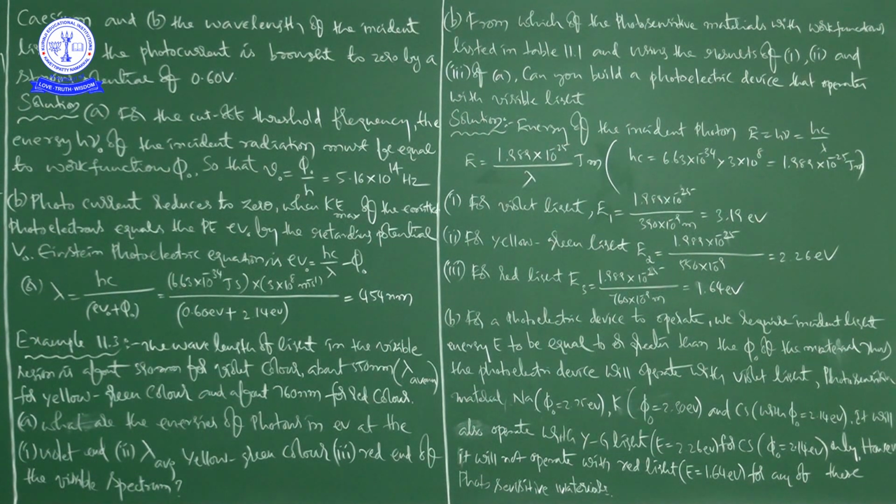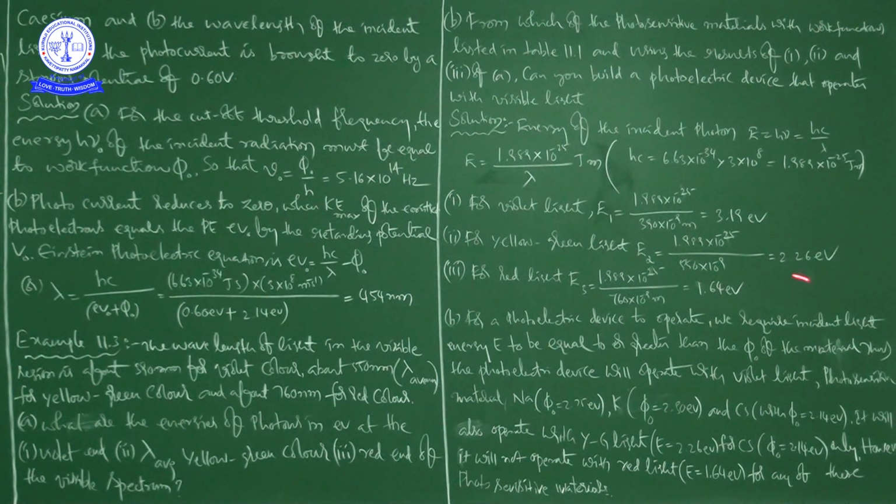And for yellow green light, if you write 550 into 10 to the power of minus 19, we will get 2.26 electron volt as the incident photon energy. This is the incident photon energy for yellow green light. Next, for red light, the incident photon energy E3 is, same way, you just substitute 760 nanometers, 760 into 10 to the power of minus 9, that is equal to 1.64 electron volt.